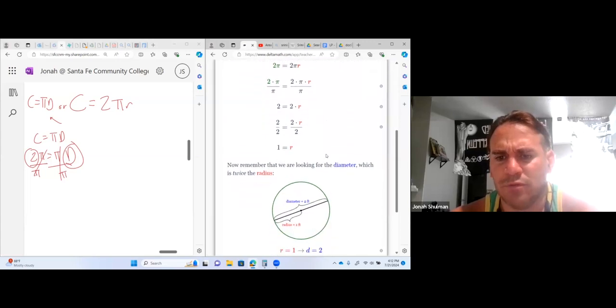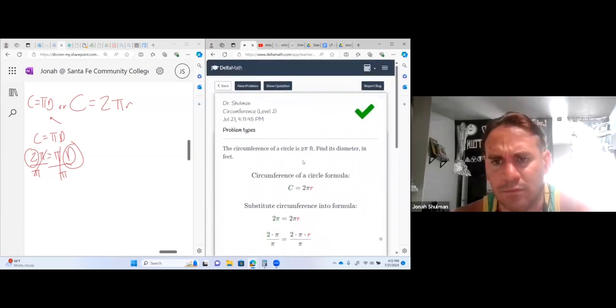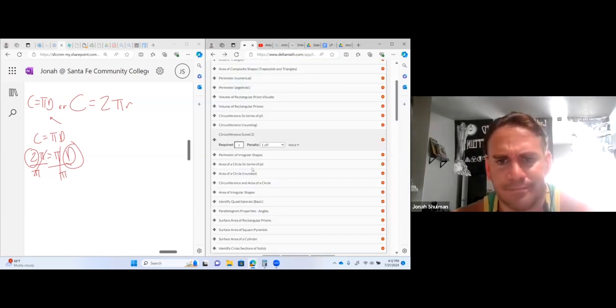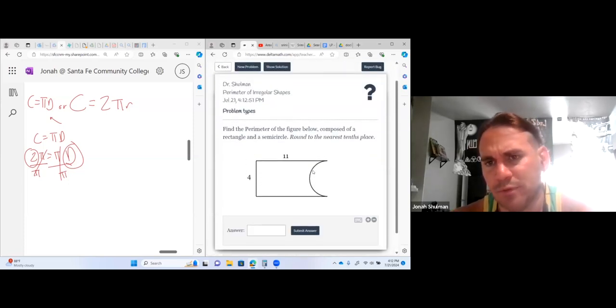I don't know why they keep using the, what's it called? The one formula, but we know there's 2 we can use. All right, let's do another perimeter. Okay, so now we've got a strange shape. Find the perimeter of the figure below.